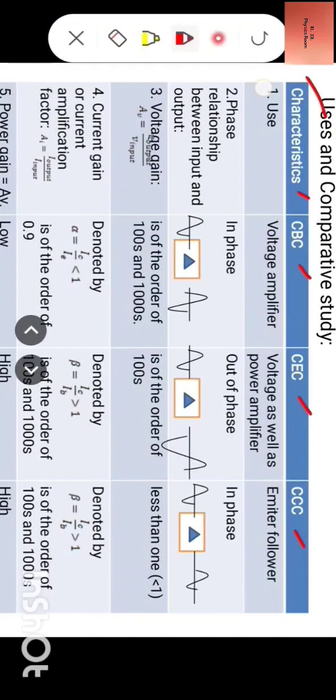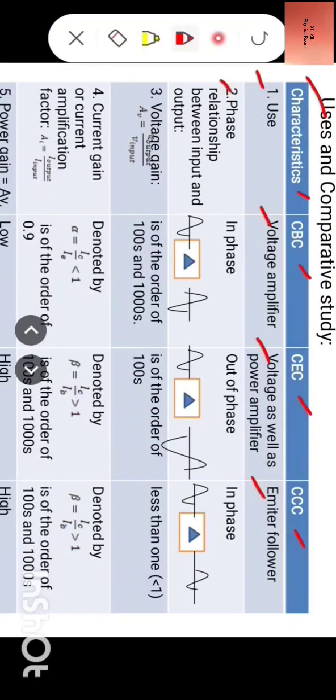Now, first characteristic, we talk of use, how the three configurations are used. Common base configuration is used as voltage amplifier. Common emitter configuration is used as voltage as well as power amplifier. Common collector configuration is used as emitter follower.